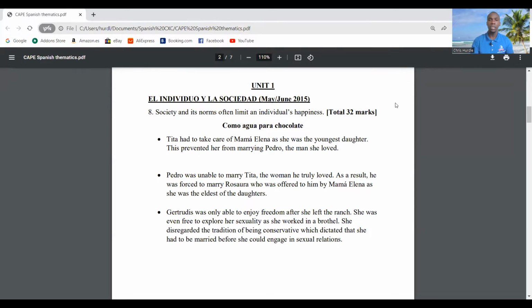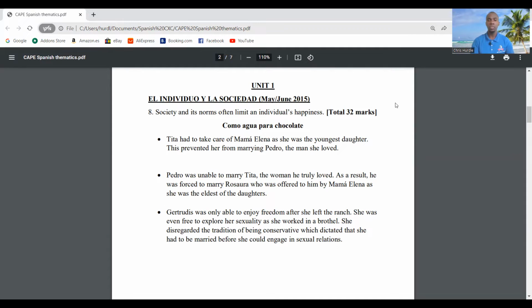Tita had to take care of Mama Elena as she was the youngest daughter. This prevented her from marrying Pedro, the man she loved. Pedro was unable to marry Tita, the woman he truly loved. As a result, he was forced to marry Rosaura, who was offered to him by Mama Elena as she was the eldest of the daughters.